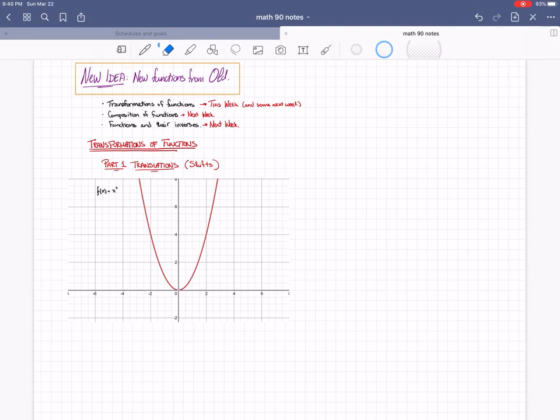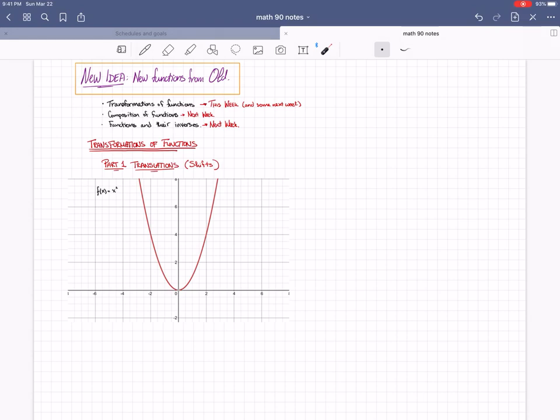So the ways in which we're going to build new functions from old ones are going to be transformations of functions, which is what we'll be doing this week and also some of next week, and then compositions and inverses, which are both going to happen next week. So for transformations, as you can see, the word is plural. There's more than one kind of transformation. So we're going to break it up into a few parts. So this lesson is going to cover part 1 of transformations, which are going to be translations.